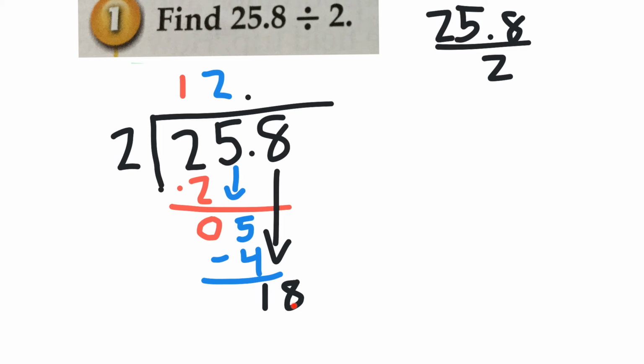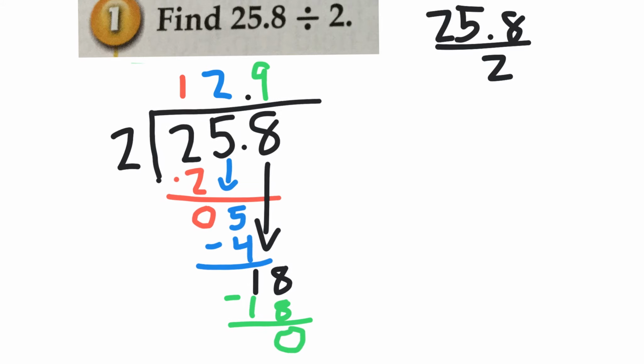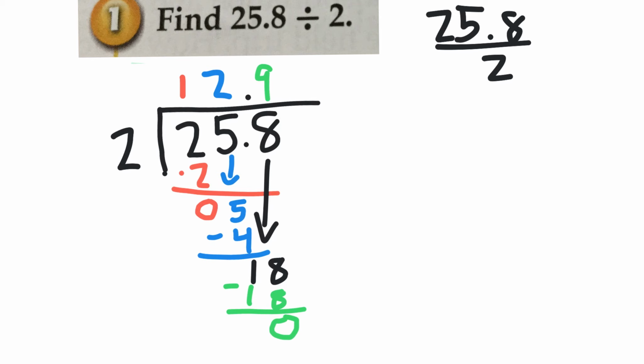Now, can 2 go into 18? Yes. How many times? 9. 2 times 9 is 18. So that leaves me with 0. So now, since I have 0 left over, I am finished dividing. Therefore, my answer is 12.9. Okay, when I divide 25.8 by 2, that gives me 12.9 as my answer.